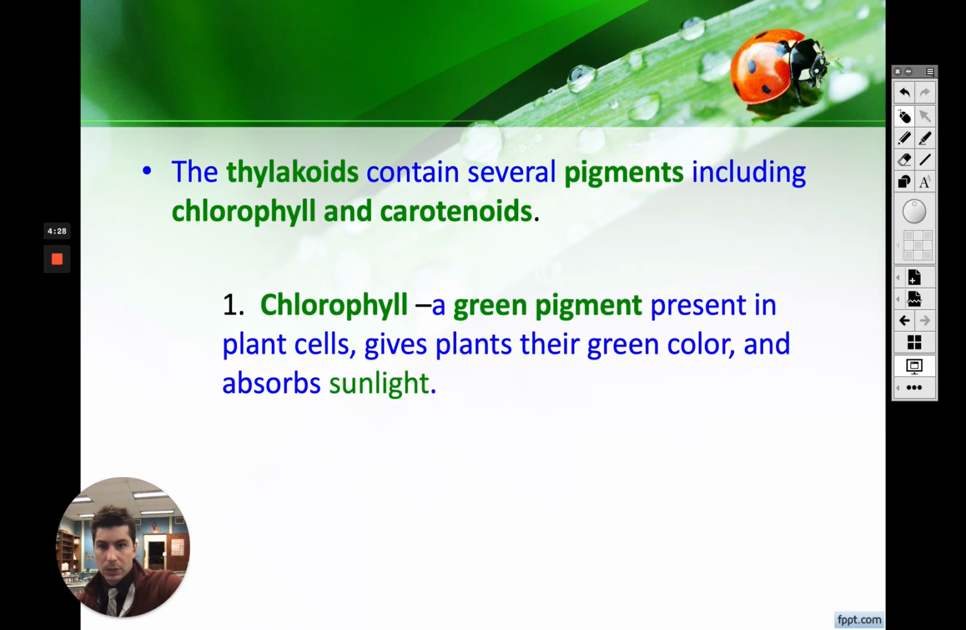Okay, so in our thylakoids, I said that we have chlorophyll in there. Now the chlorophyll, this is going to be our green pigment, all right? So it's going to absorb all these different colors except for green.